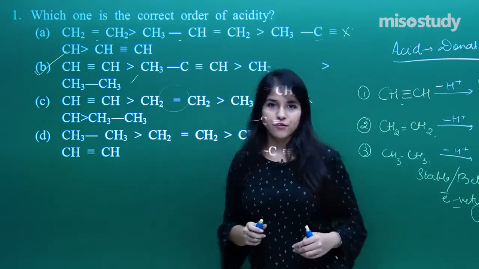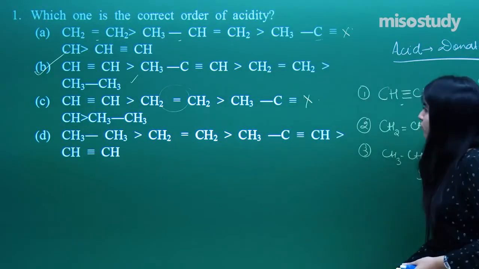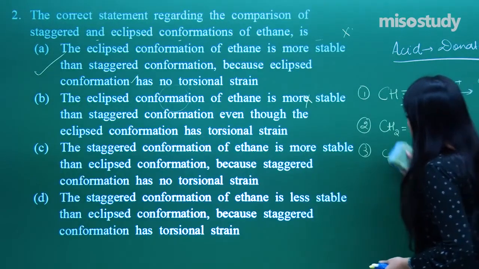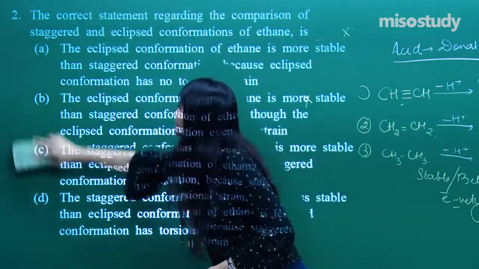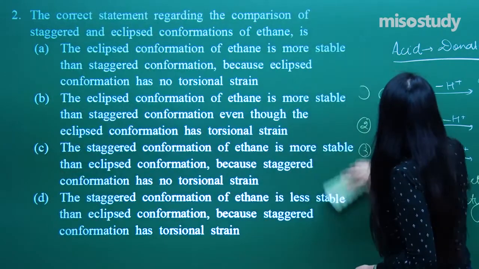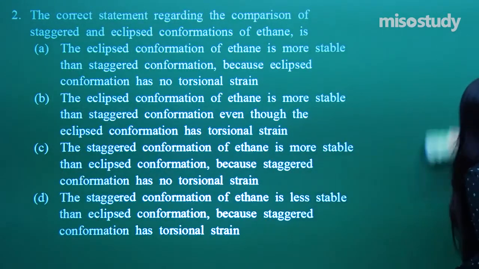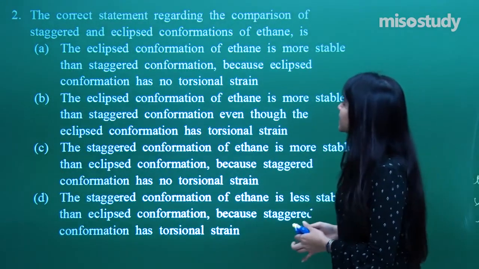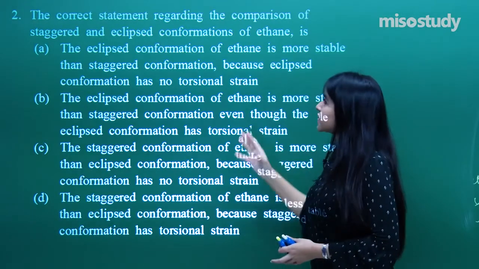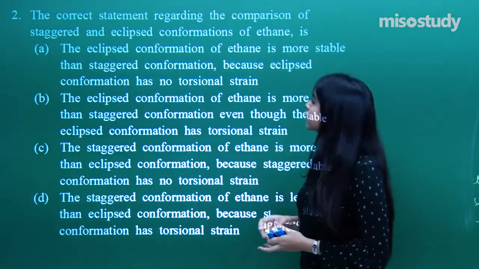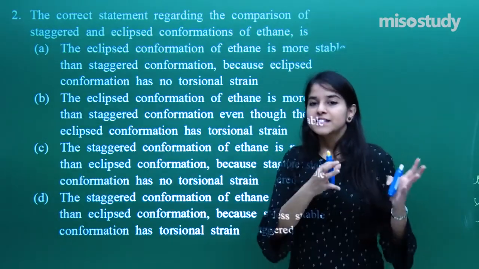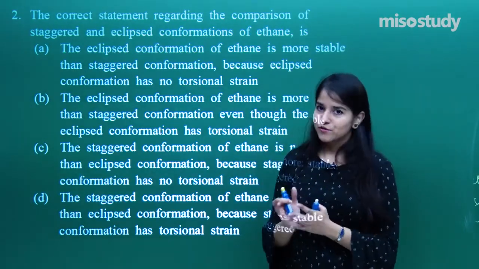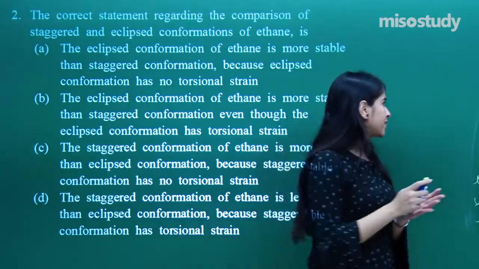I hope you all have followed the idea. Let's quickly move on to the next one. The next one is a pretty easy question. You need to just analyze all the options. There is not much work to be done over here. The question asks for the correct statement regarding the comparison of staggered as well as the eclipsed conformations of ethane. We all know how to form the staggered as well as the eclipsed conformations of ethane, so let us quickly draw them.